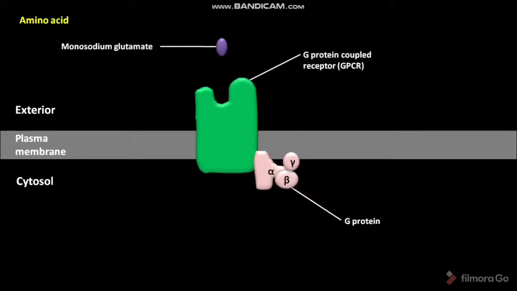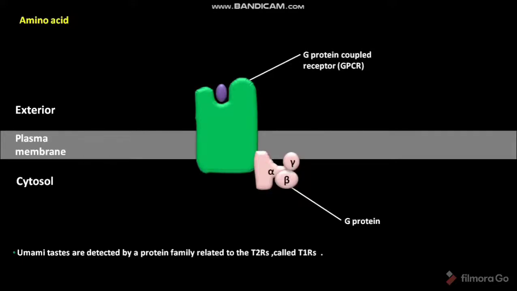Monosodium glutamate is one of the most widely used food additives in commercial foods. Monosodium glutamate gives a special aroma to processed foods. This special aroma is known as umami in Japanese. The monosodium glutamate binds to the GPCR and gets sensed by the taste cell. Umami tastes are detected by a protein family related to the T2Rs called T1Rs. T1Rs form homodimers and heterodimers.